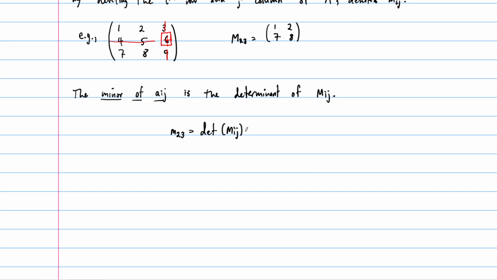So for M2, 3, if we follow our rule, it's going to be 1 times 8 minus 2 times 7. So this number ends up being 8 minus 14, or negative 6. And it's okay to be negative. So there's the example for this matrix right here.